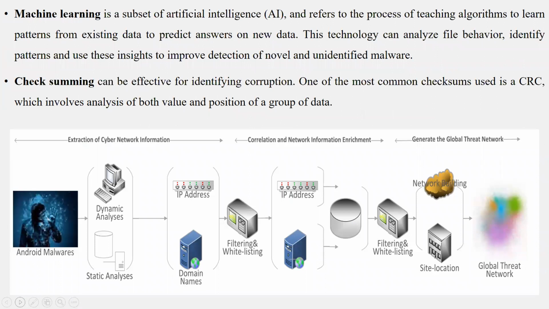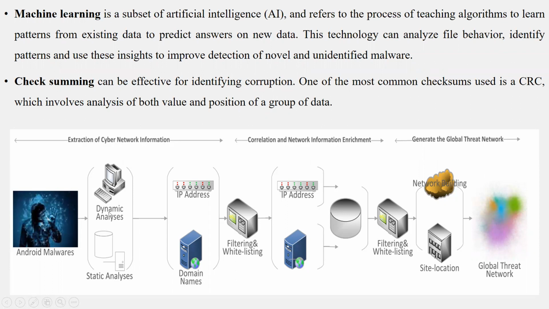Machine learning is a branch of artificial intelligence and refers to the process of teaching an algorithm to learn the patterns of existing data to predict the answers on new data. In checksumming, one of the most commonly used methods is CRC, which involves both the analysis of value and position of a group of data.